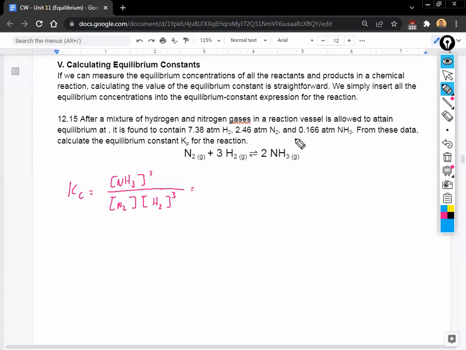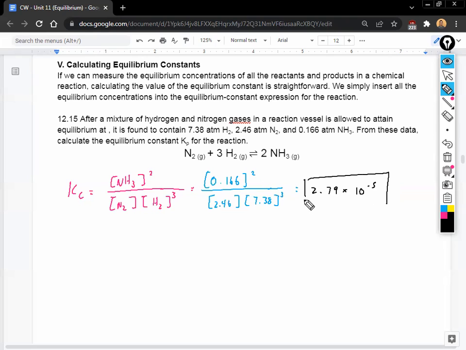Okay, anyway, we're going to plug in the pressure for NH3, which is 0.166 atm, and we're going to be squaring it. We're going to plug in the concentration of N2, which is 2.46. And then we have H2, 7.38, which we will also be cubing. And then your final answer, you should have gotten 2.79 times 10 to the negative 5. Okay, something close. 2.8 is fine as well.